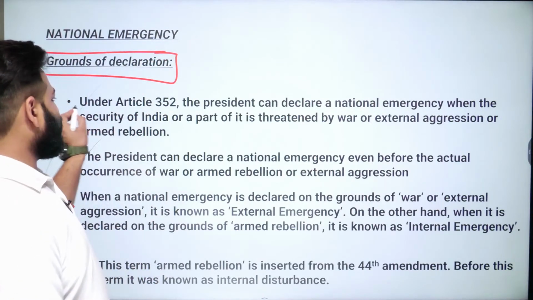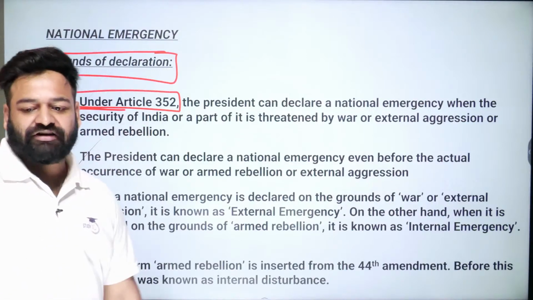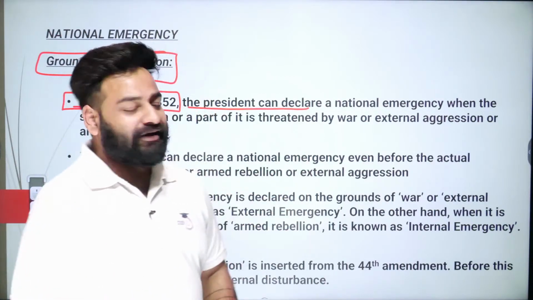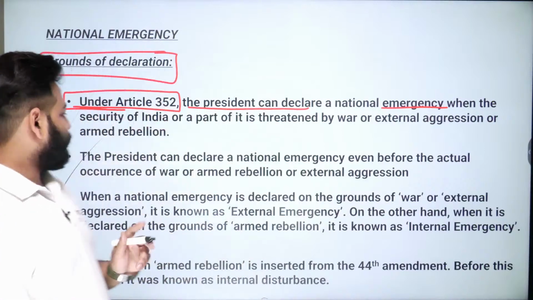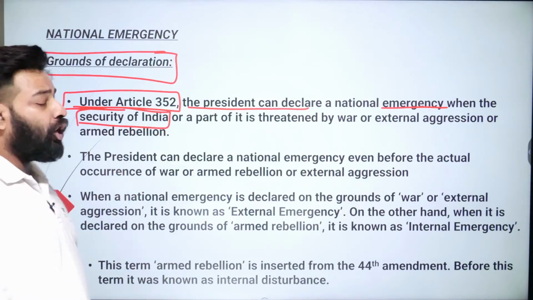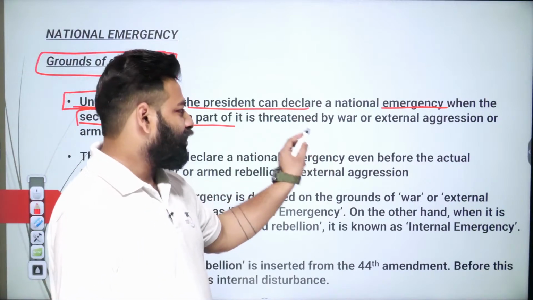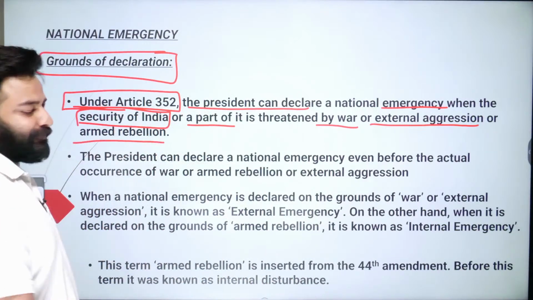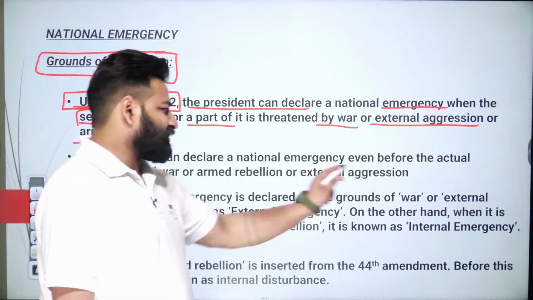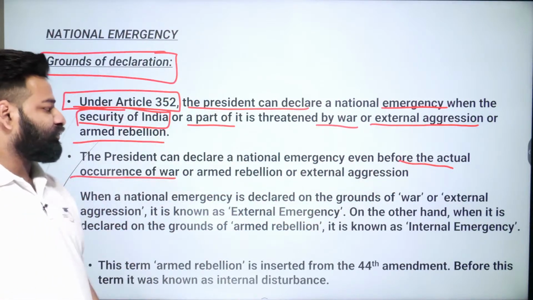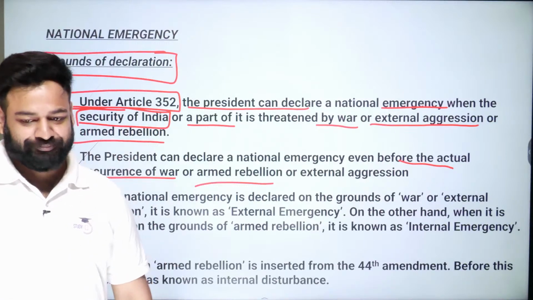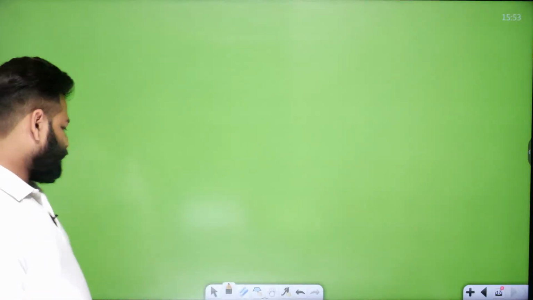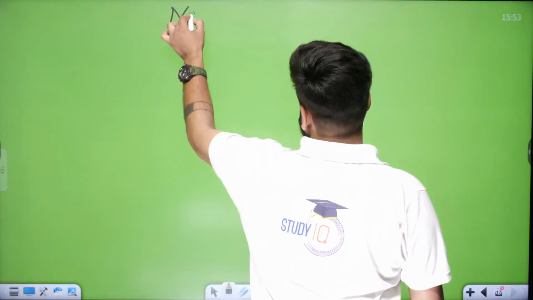Under Article 352. Okay, which article? Article 352. The President can declare a national emergency when the security of India or any part of it is threatened by war or external aggression or armed rebellion. Okay. The president can declare a national emergency even before the actual occurrence of war or armed rebellion or external aggression. Okay. So remember, what are the things that we need to discuss when we talk about national emergency?